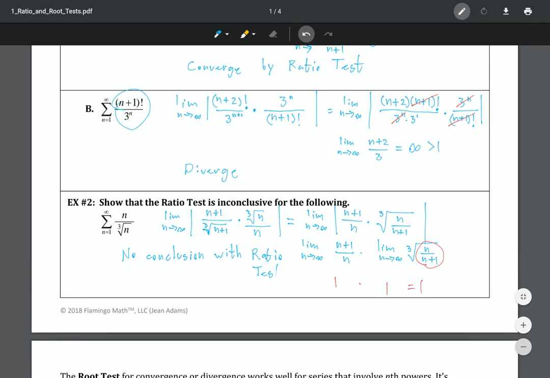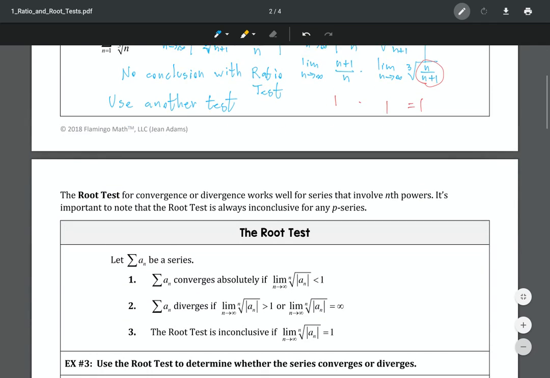And what that would mean to you is that you would have to use a different method. Okay, so I can say use another type of test. It doesn't really say that it can't be done. It just says that this one doesn't tell you. You have to be able to use another test. All right, so let's go on to the root test.